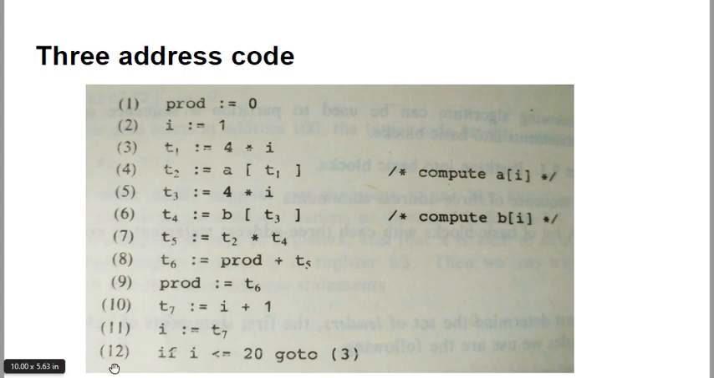There are no statements following 12. If any statement would be there after 12, line number 13 would also be a leader because it is following a conditional jump. So in this case, we get 2 basic blocks. Basic block 1 consists of line number 1 and 2, and basic block 2 consists of line number 3 to 12. So how to draw the flow graph for this?